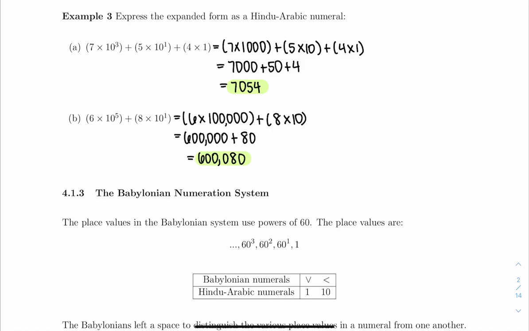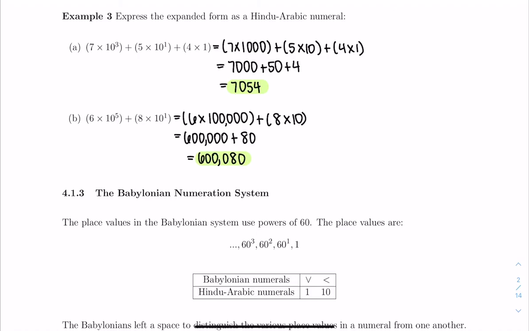Let's talk about another numeration system, the Babylonian numeration system. We use place values of 10, powers of 10. They use powers of 60. So their place values look like 1, 60 to the 1st, 60 squared, 60 cubed, so on and so forth.